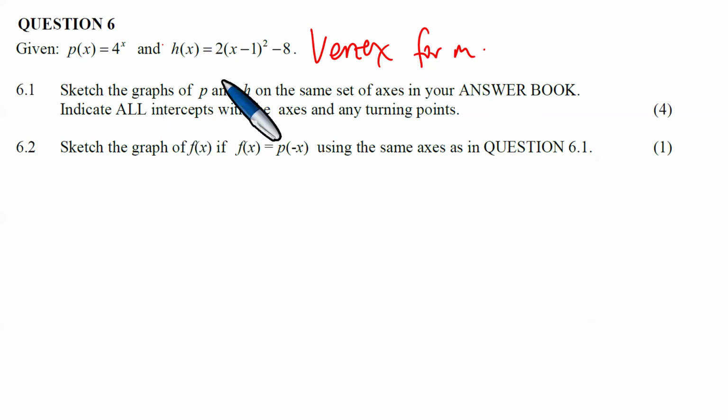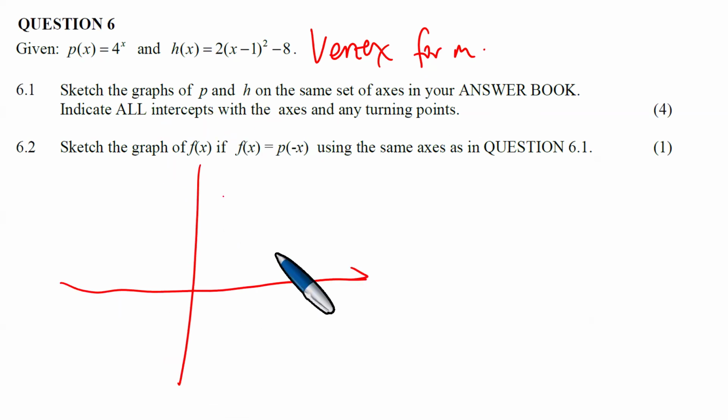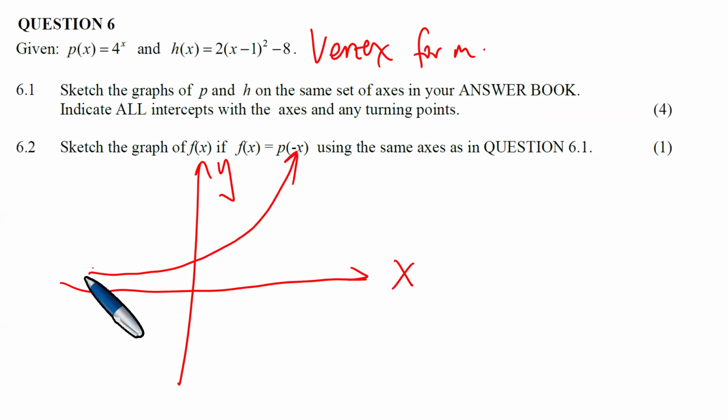Sketch the graphs of P and H on the same set of axes in your answer book. Indicate all intercepts with the axes and turning points. Let's sketch very quickly. This is the y-axis and this remains our x-axis. And this is P of x equals 4 to the power x. H is this. This is an increasing exponential function, 4 to the power x, meaning that when x increases, y increases.